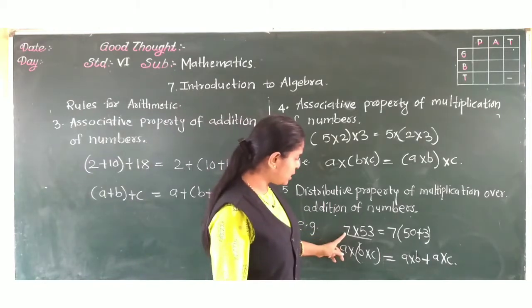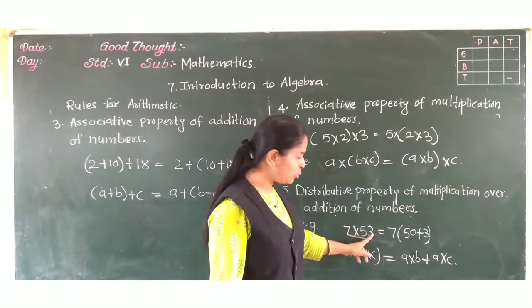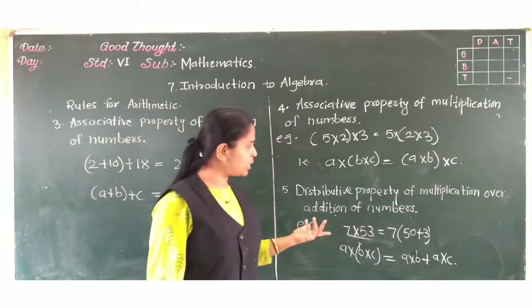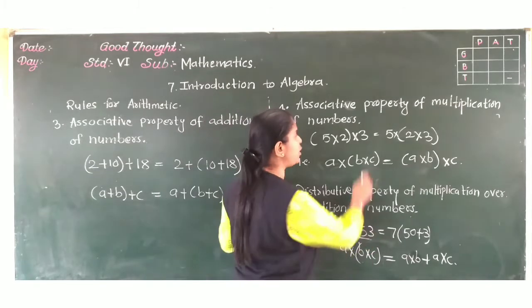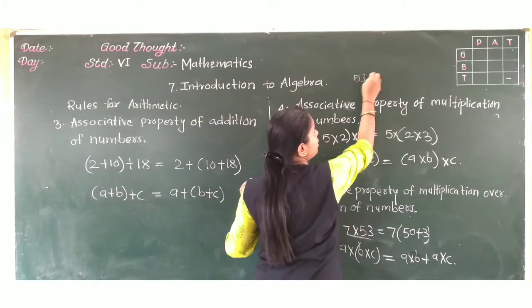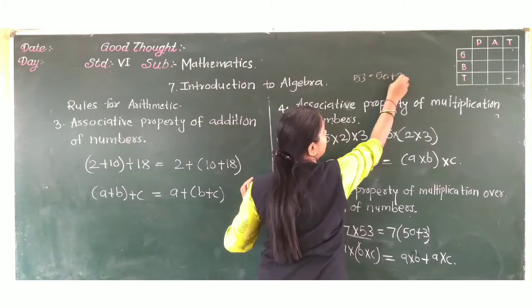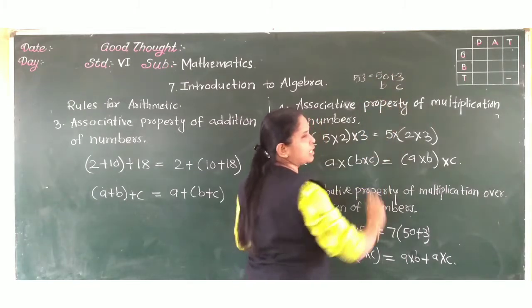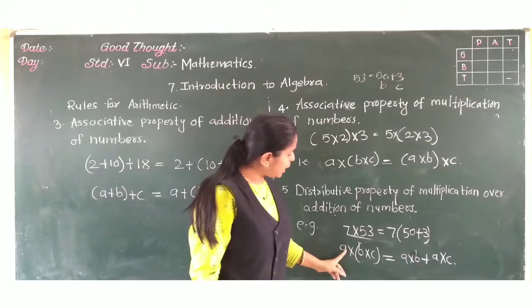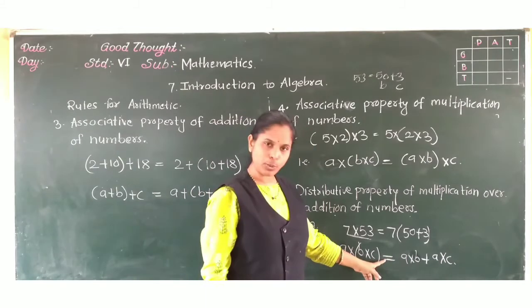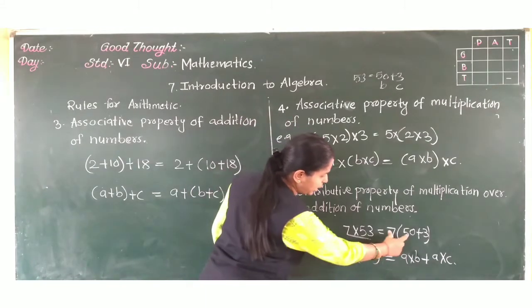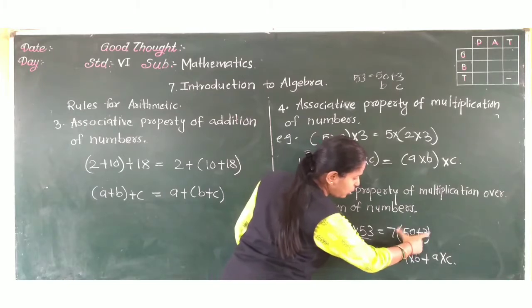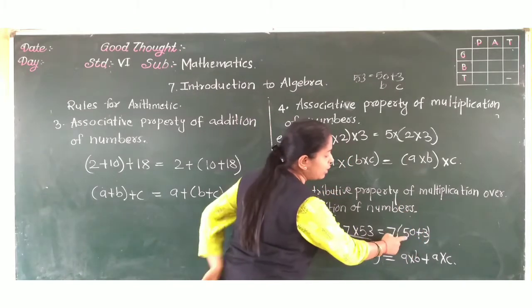So see here, if this is A into B into C, now you will say what is B and what is C? So 53 is split into 50 plus 3, where 50 is B and 3 is C. Okay, so A into B plus C is equal to A into B plus A into C. We have to multiply this.